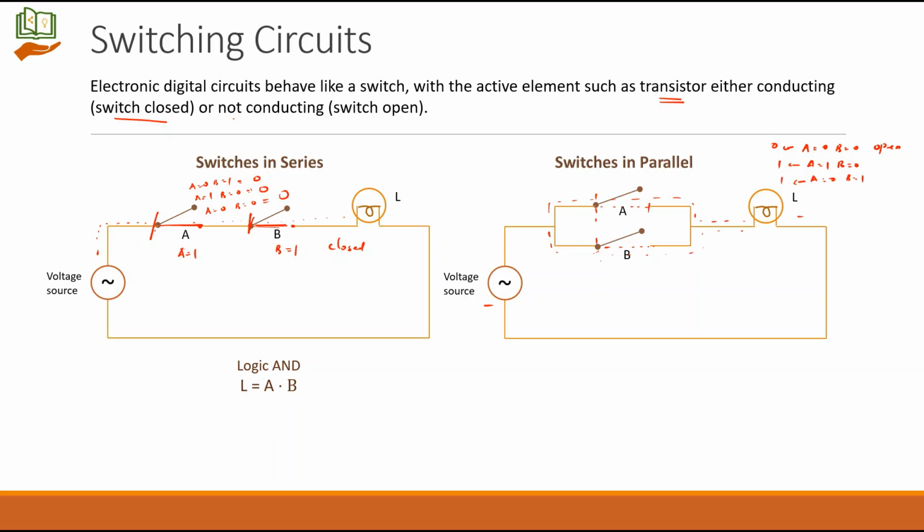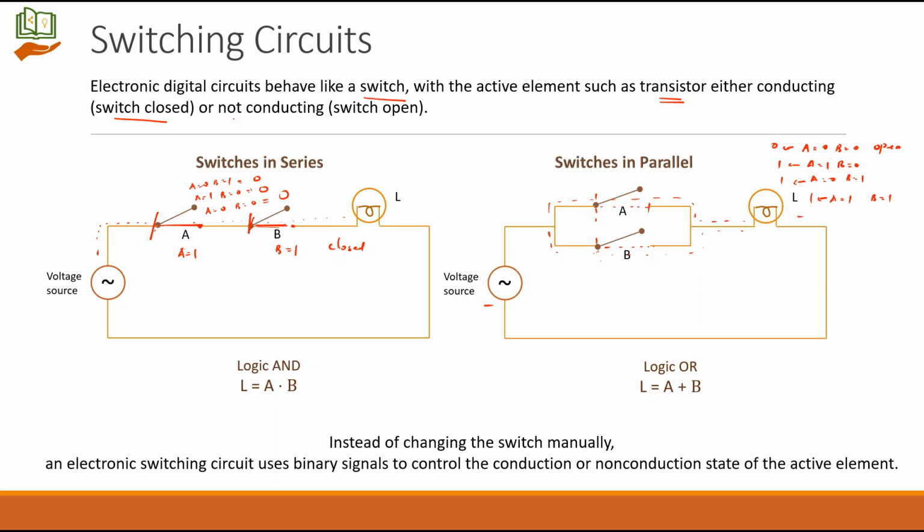What happens when both are closed? That is when A is equal to 1 and B is equal to 1. Electricity will flow either way and reach the lamp, and that's why the output is 1 again. Now what is parallel arrangement depicting? It is giving the logical OR operation: A or B, or A plus B. So 1 plus 0, 0 plus 1, 1 plus 1 will give you 1, while only 0 plus 0 will give you 0.